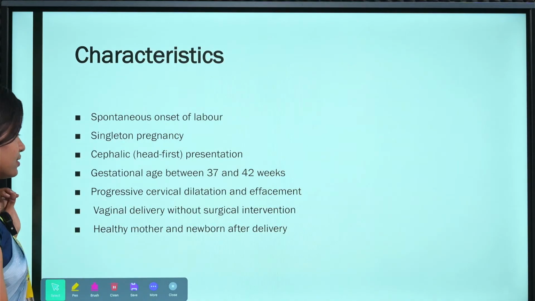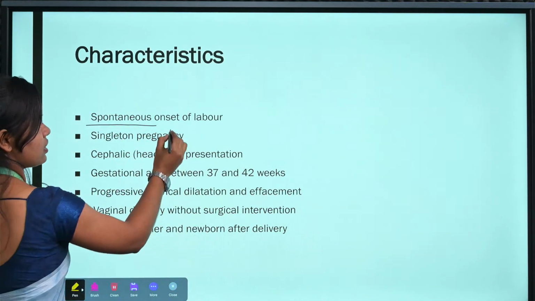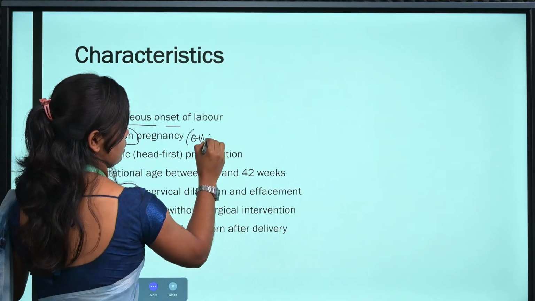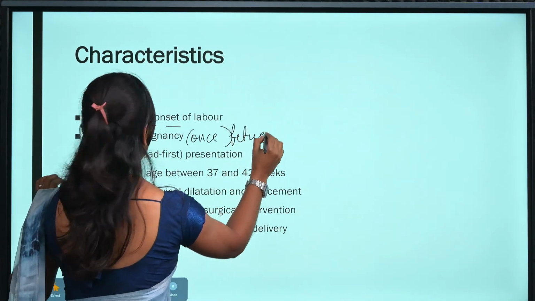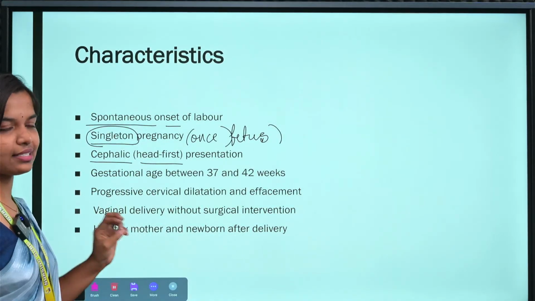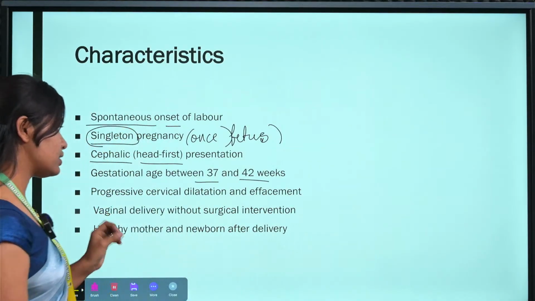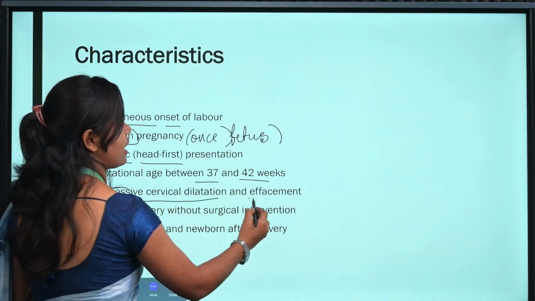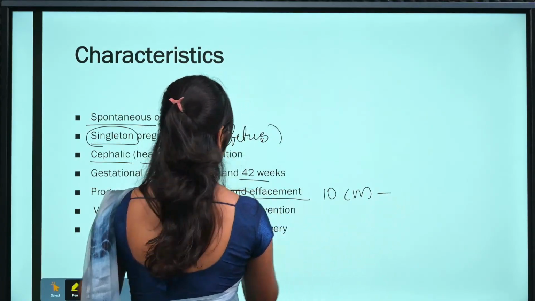Next, the characteristics of normal labor. It will be the spontaneous onset of the labor, and the baby or the fetus is delivered. Cephalic means the head presentation, which is the normal presentation. Then the gestation week will be 37 to 42 weeks, and there is progressive cervical dilatation and effacement, up to 10 centimeter dilatation.